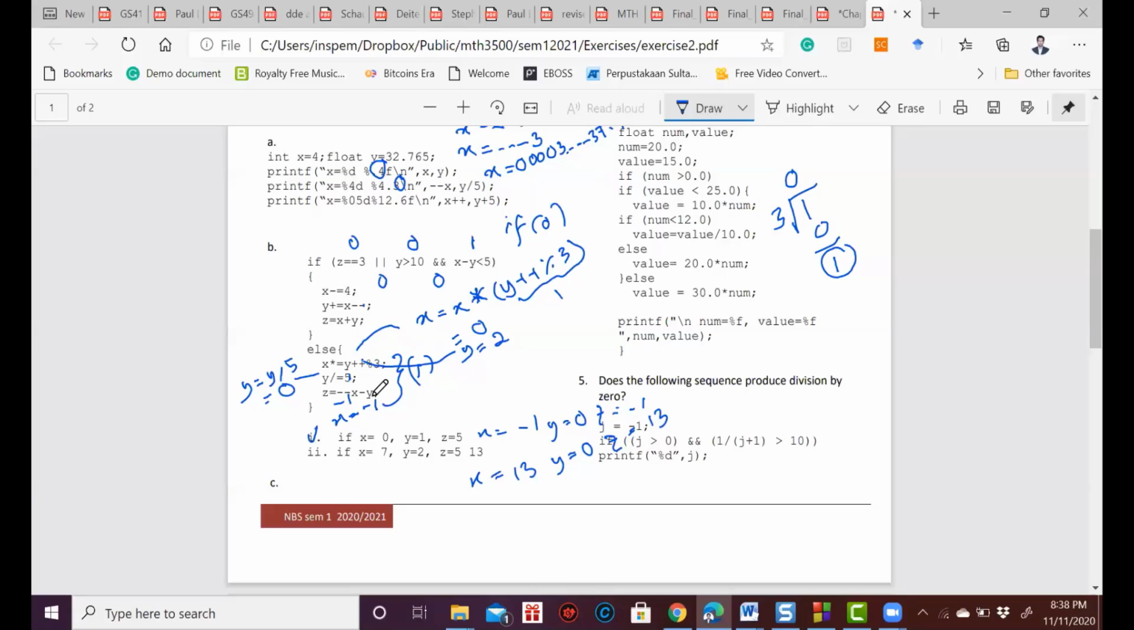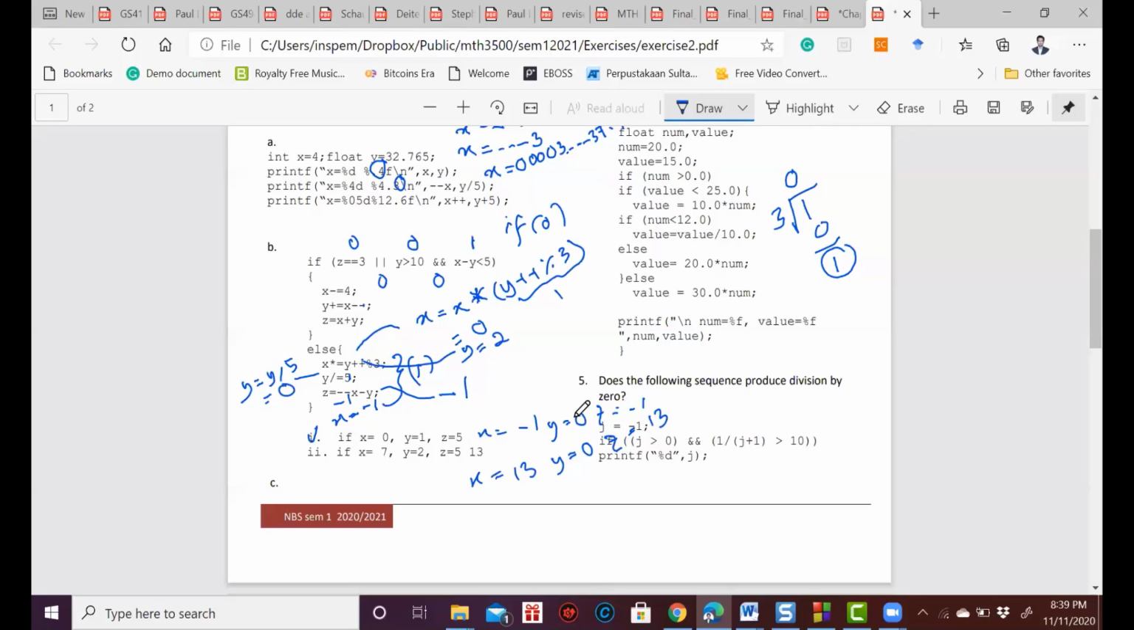Minus 1 minus y. What is the y value? The latest one is 0, at the first statement. The current is this one. Now, minus 1 minus 0 is minus 1. Then z is minus 1. So z is minus 1.